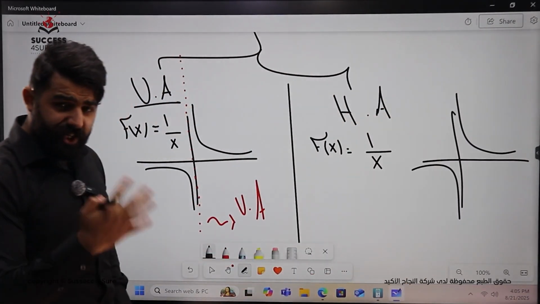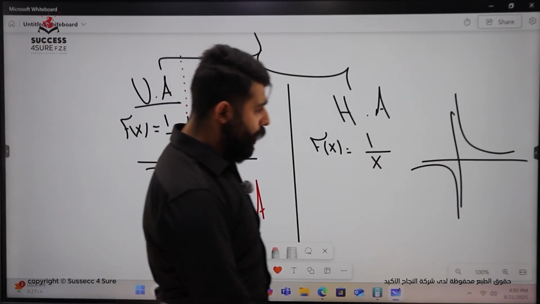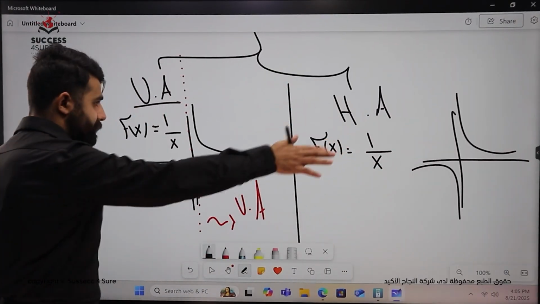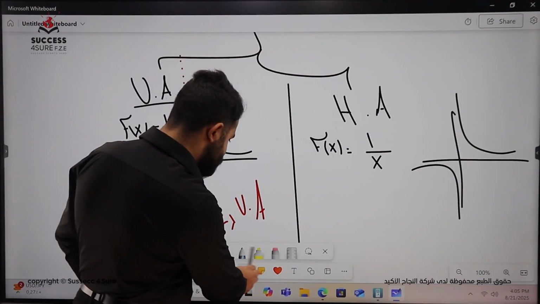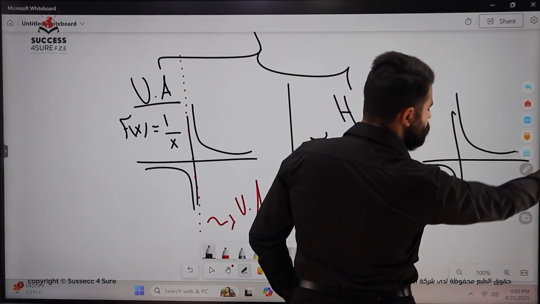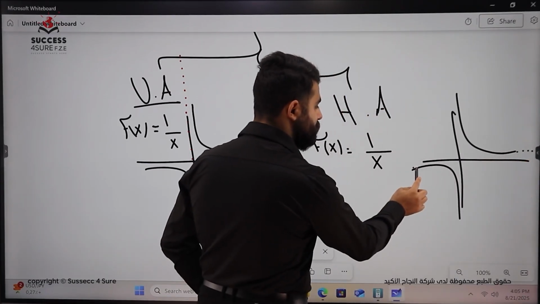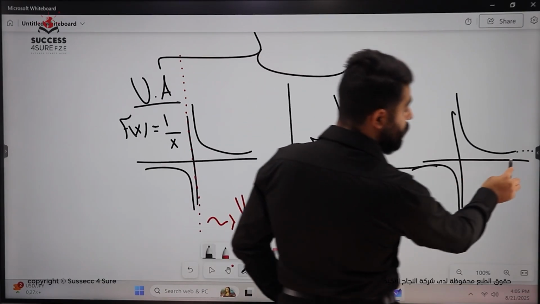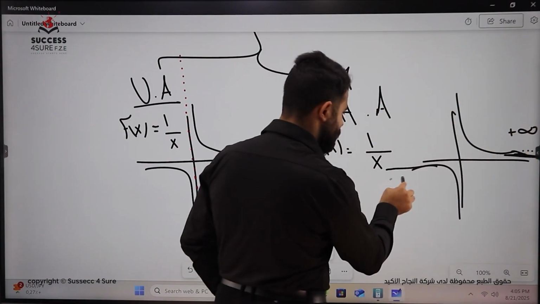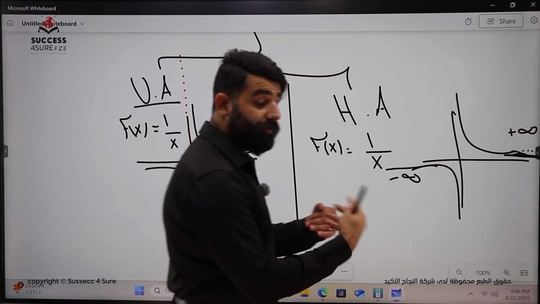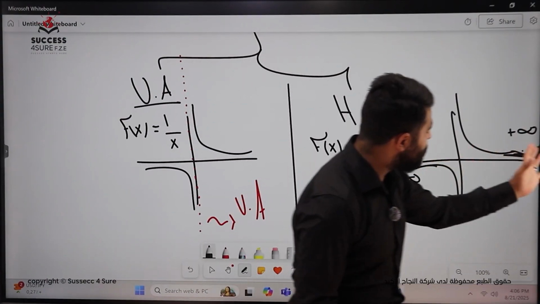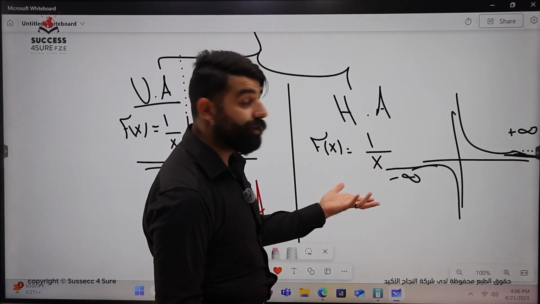Now, from the definition that I gave for the horizontal asymptote, what will happen to the function f of x as x gets greater and greater? As x gets greater and greater, I'm talking about going as far to the right as we can, all right? And as far to the left as we can, okay? So the function itself goes to infinity or minus infinity, or x is getting greater and greater, and x is getting smaller and smaller, okay?